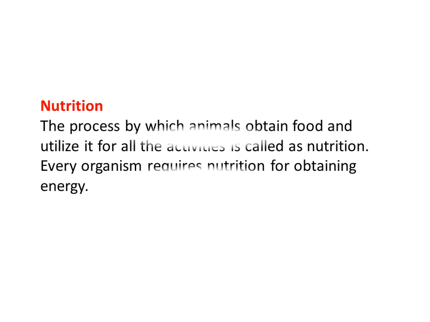Now coming to nutrition, the first characteristic of living organisms. The process by which animals obtain food and utilize it for all the activities is called nutrition. And every organism requires nutrition for obtaining energy. This is also called nourishment. Food and water are very essential for our life, and food provides energy that helps in the growth of the body and its repair.